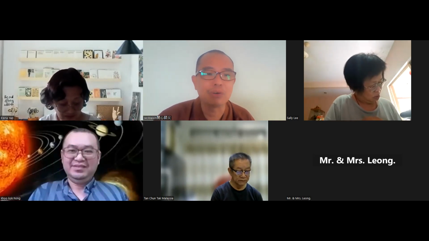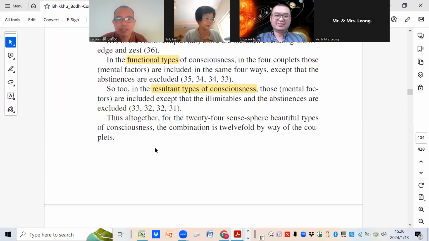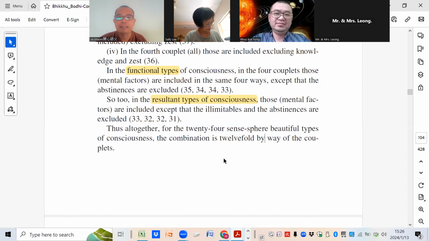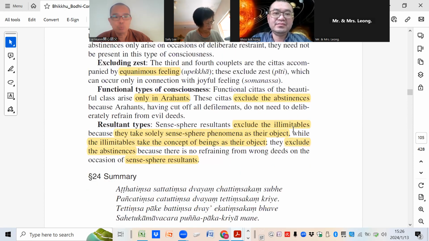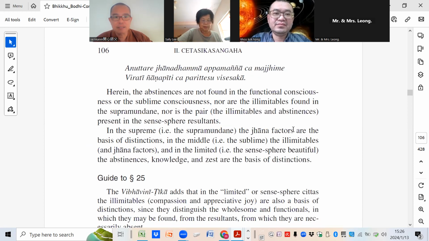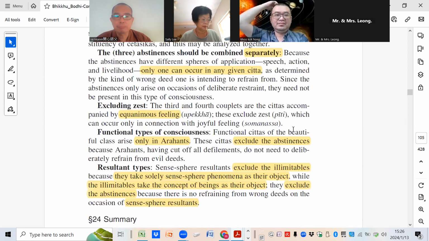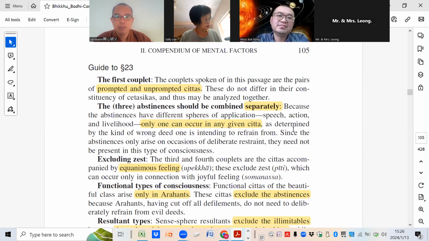Okay, so all together, 24 cents beautiful combination is the 12-fold way by the couplet. Okay, class, don't worry about the prompt and unprompt. Now we try to find out the prompt and unprompt. Let's see here. Let's see first.